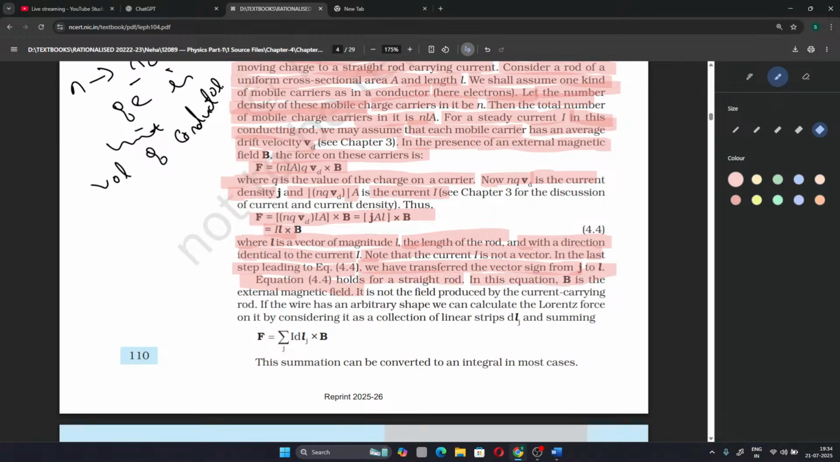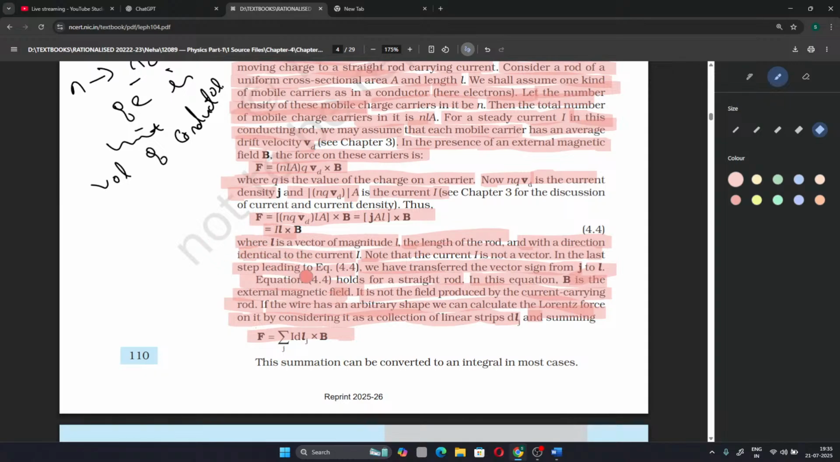In this equation, B is the external magnetic field. It is not the field produced by a current carrying rod. If the wire has an arbitrary shape, we can calculate the Lorentz force on it by considering a collection of linear stripes dl and summing the individual currents.